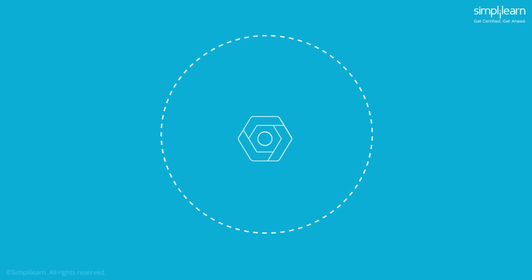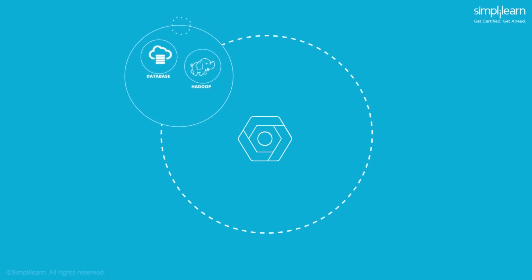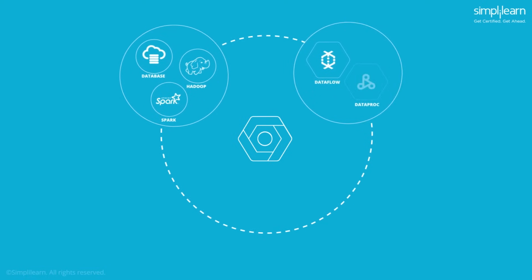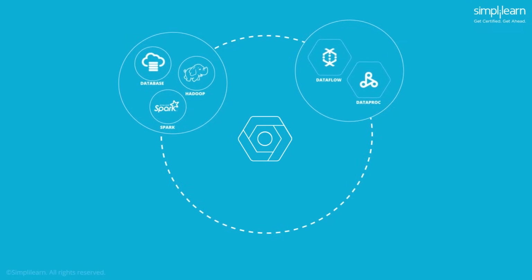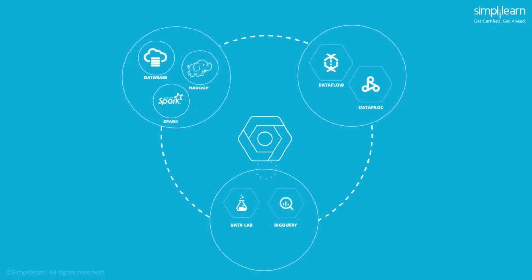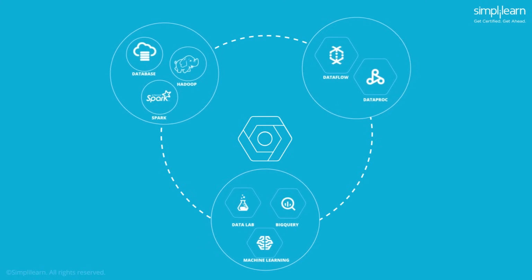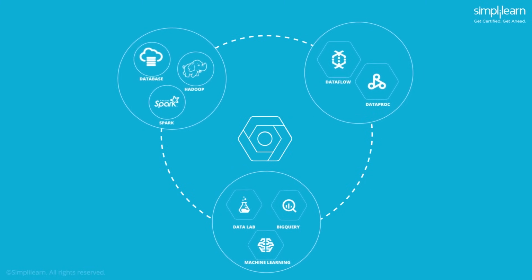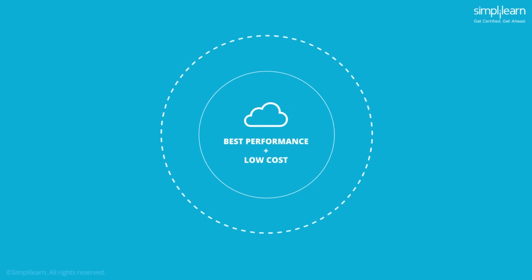Google is a pioneer in this space. The Google Cloud Big Data and Machine Learning Platform provides cloud databases, managed Hadoop, and Spark services. With tools like Dataflow and Dataproc, the platform allows for highly scalable and reliable data processing. The Datalab, BigQuery, and Cloud Machine Learning features make it a great choice for business intelligence, large-scale analytics, and machine learning. Its best-in-class performance and low cost make Google Cloud popular and sought after.